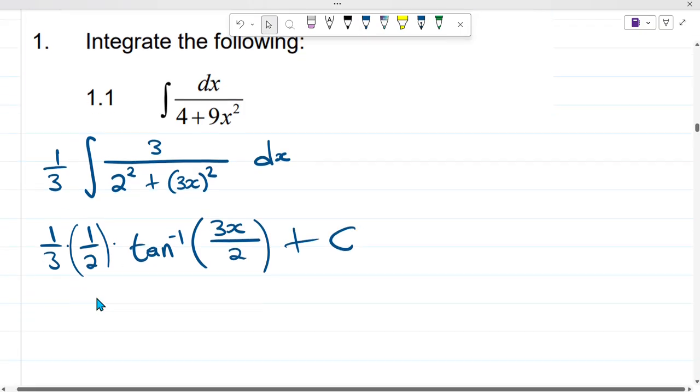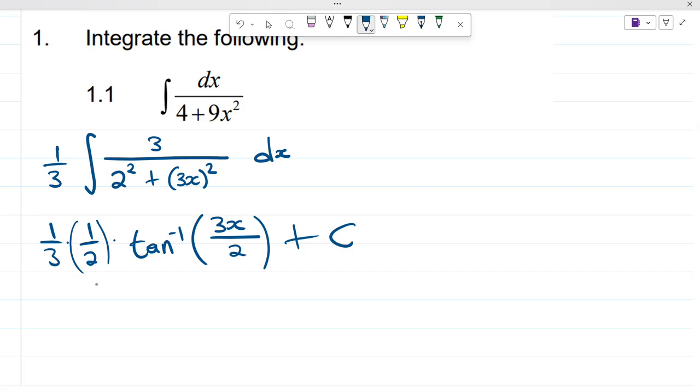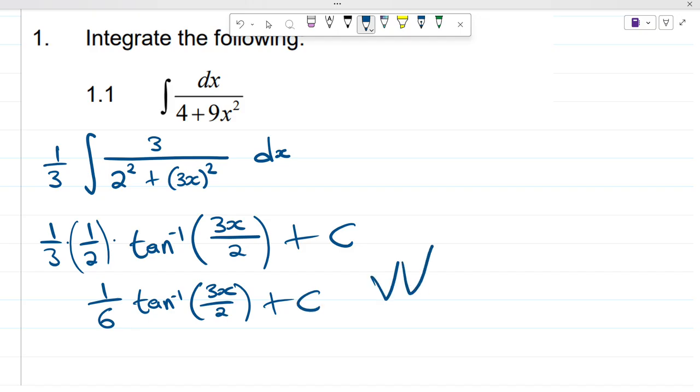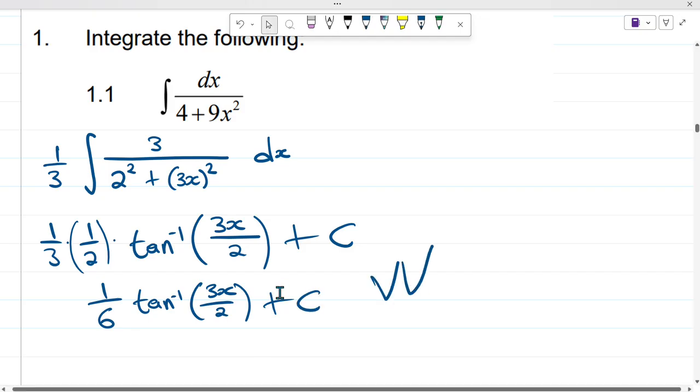Ta-da! You have your answer. Of course, one can argue and say, "No, bro, why don't you simplify?" So this is going to be 1 over 6 tan inverse of 3x over 2 plus c. Then ta-da, you have your answer. So that's just it. You don't need to stress about these things.